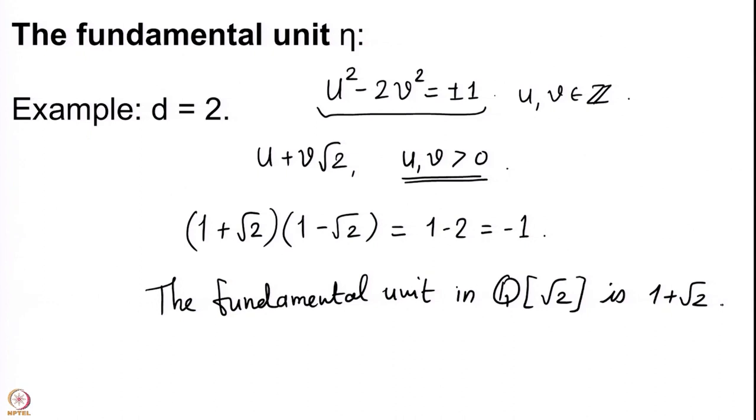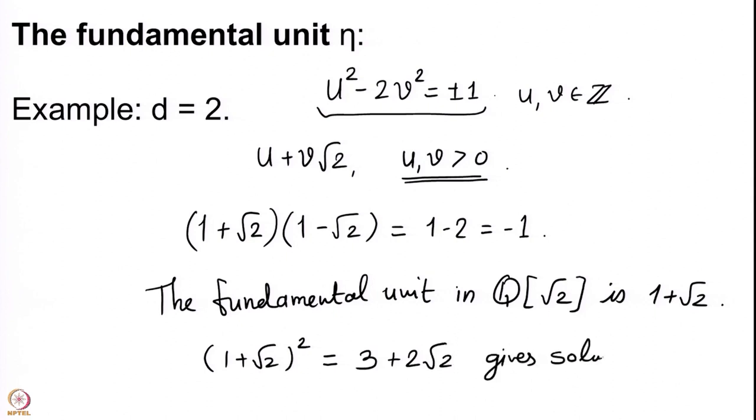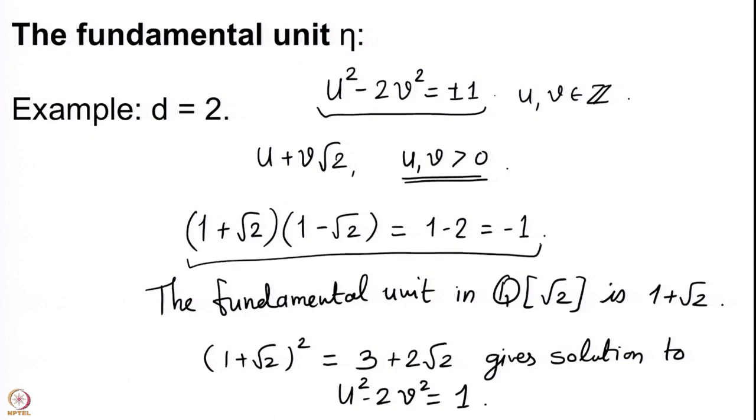So, if you wanted to get something whose norm is plus 1, if you wanted to get a solution to the Brahmagupta equation, you have to now take the square of this 1 plus root 2. So, if you take the square of this, it will be 1 square plus root 2 square. So, you get 3 plus 2 times root 2. This gives a solution to u square minus 2v square equal to 1. Here we had that this was a solution to u square minus 2v square equal to minus 1, but now we have a solution to u square minus 2v square equal to 1. 3 square is 9, 2 square is 4, 2 times 2 square is 8, and 9 minus 8 is 1. So, this is how for the simplest case we have found the solution.